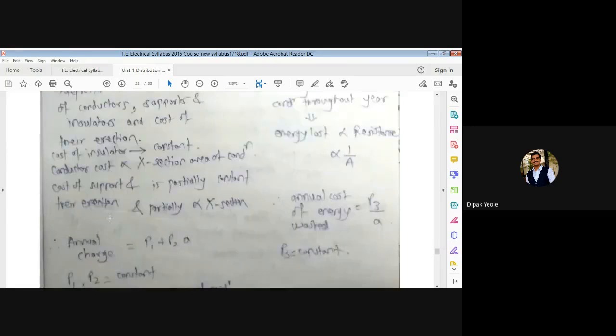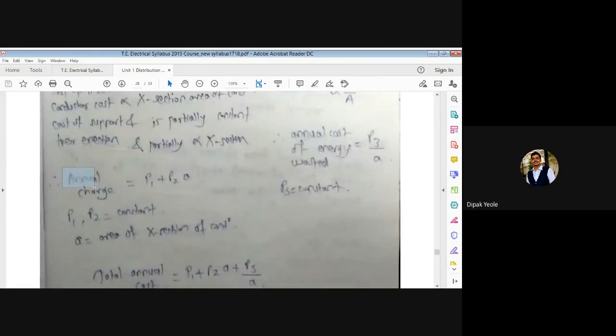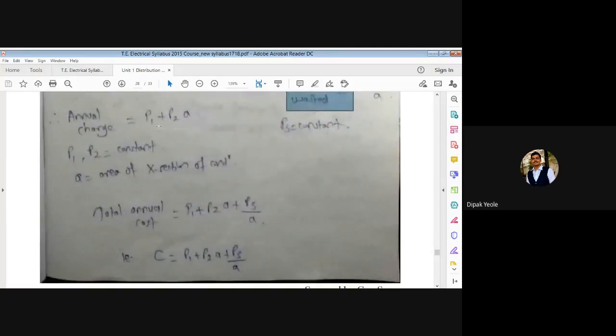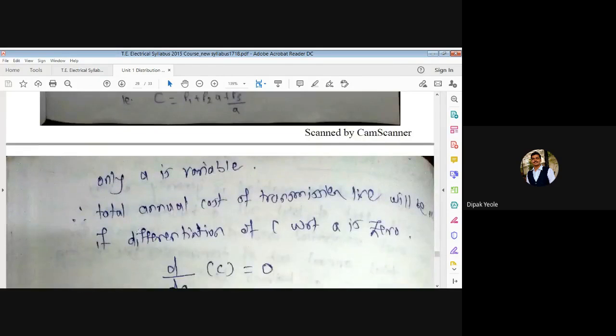Now for this you have to directly write annual charge equal to P1 plus P2A, and P3 is a constant. Yes, you can write energy wasted equal to P3 divided by A. Yes, you have to take the addition of P1 plus P2A plus P3 divided by A. So use this constant for C. We are interested in the maximum value.